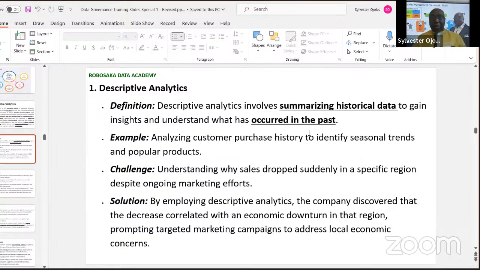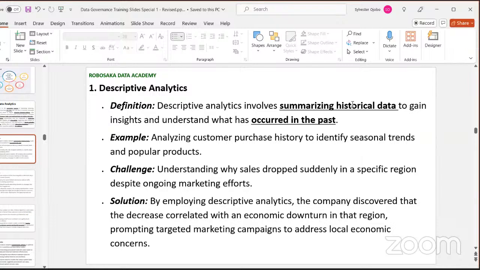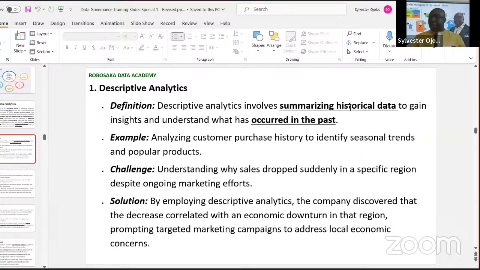So we have gotten the definition of historical data, the descriptive. You're describing what has happened in the past, and then relating it to the business sector, financial sector. People want to make decisions. They need to look at what has happened before.